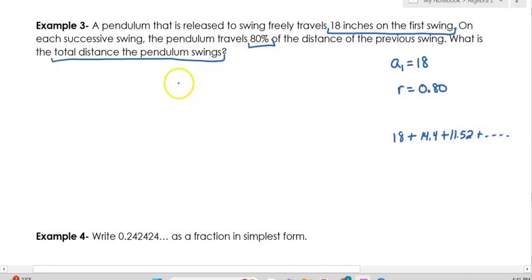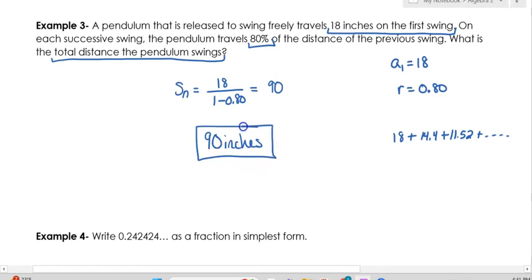So when we add those all up, that's a geometric sequence. So I can do the first term divided by 1 minus the common ratio. And I can just put that in my calculator. I use a fraction button to do it. And I get 90. So that means that the pendulum, when you add up all the swings, it will approach 90 inches of how far it actually traveled between all of the swings.